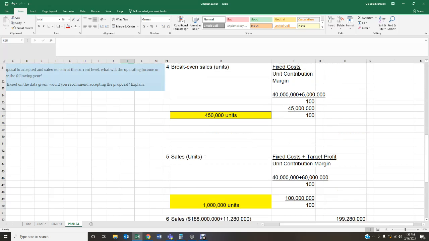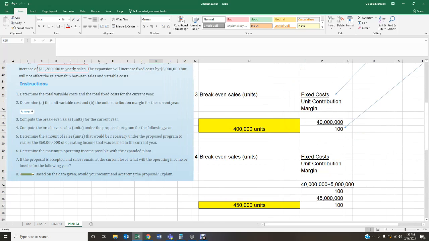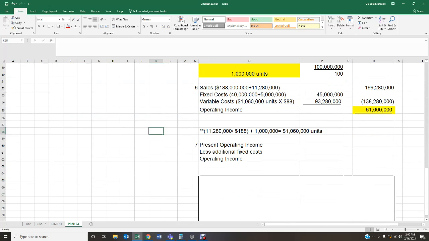So now for requirement number 6, it's saying determine the maximum operating income possible with the expanded plant. The maximum income we can generate is $61 million.